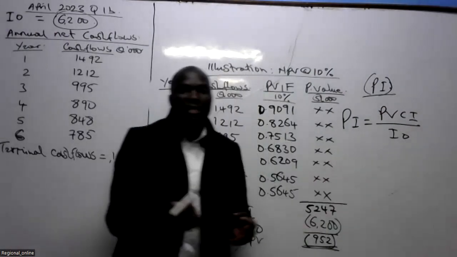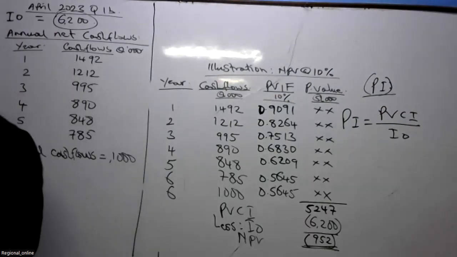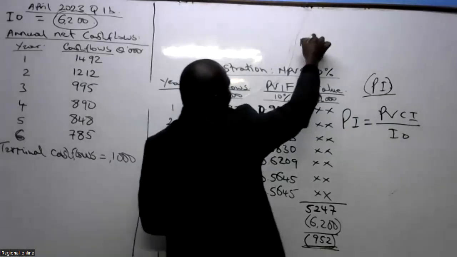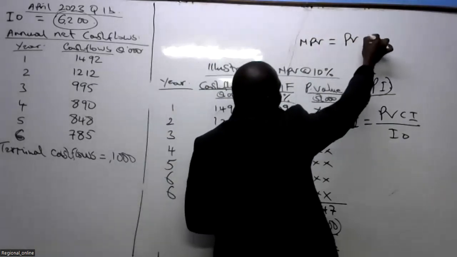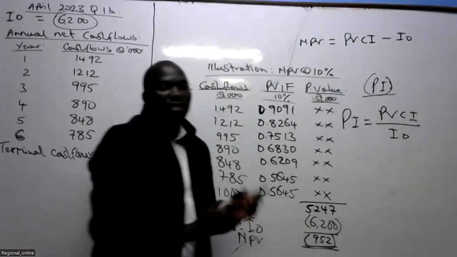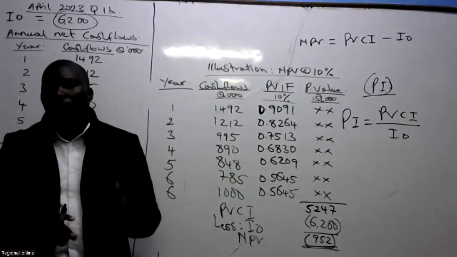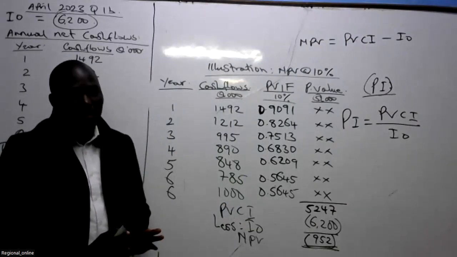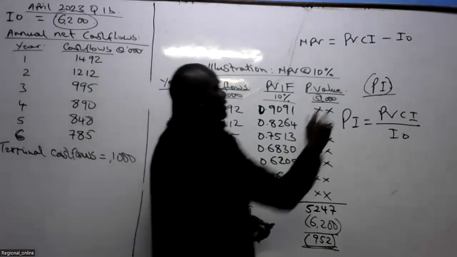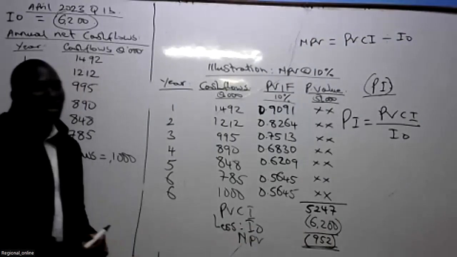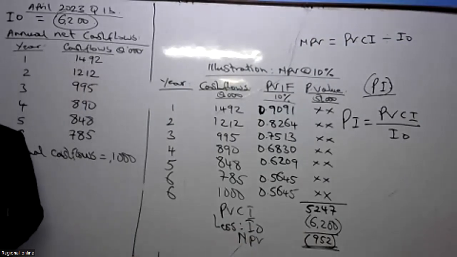So I want us to look at how related it is to NPV. What was NPV? PVCI minus IO. Now, as we subtract while doing NPV, we divide while doing the PI. So everything is the same. The only difference is subtract versus divide. So can we have this one, the PI?